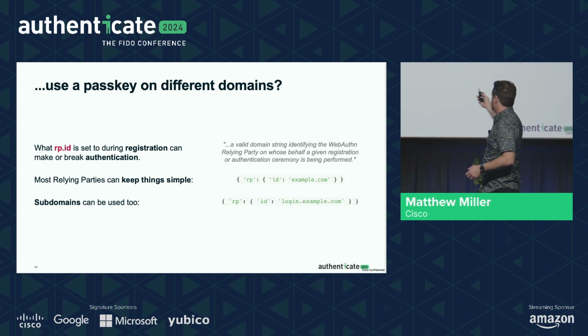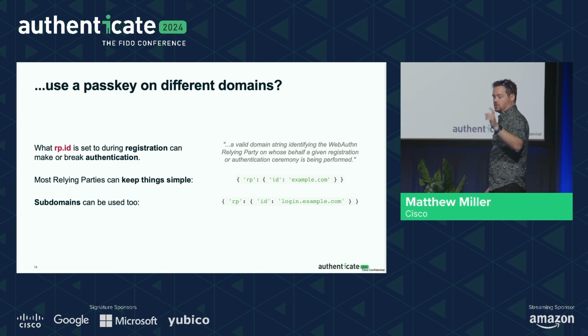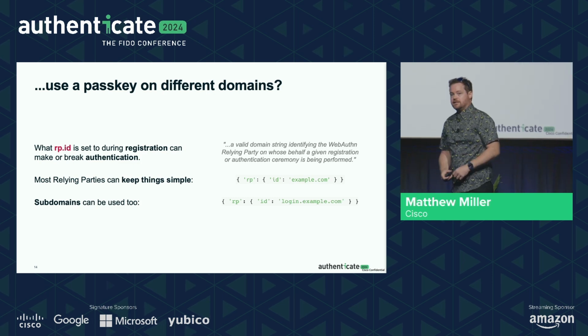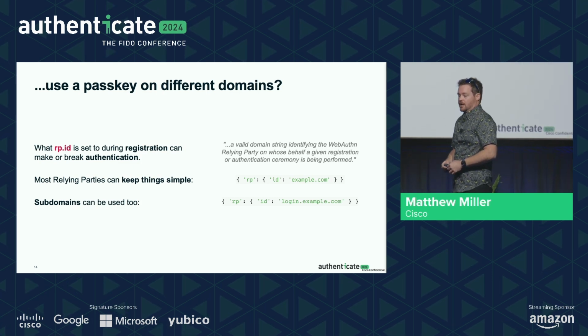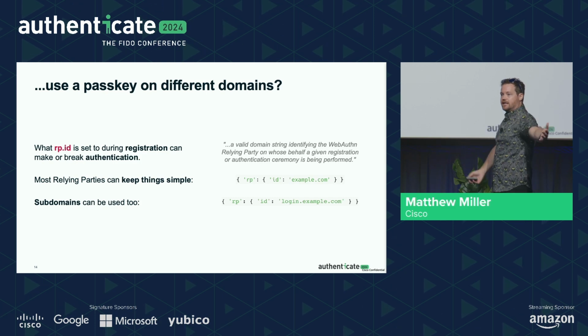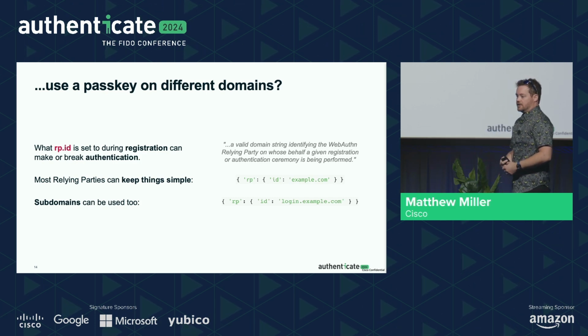Most relying parties can keep things simple with an RP ID that's just your root domain. So in this case, we're calling it example.com. But you can also specify subdomains as your RP ID. So in this case, maybe you have a login.example.com through which everyone is funneled to facilitate authentication. So in that case, you might specify login.example.com. Multi-tenancy is also served by this.